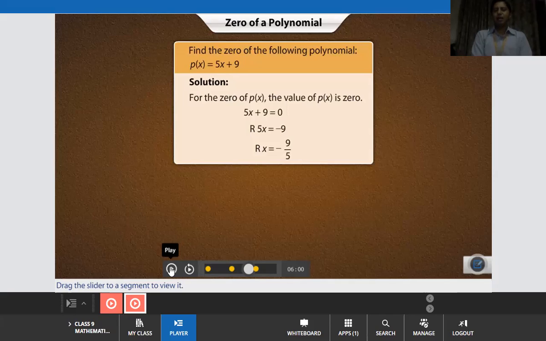Ignore this r typed here. This is when we will talk about the remainder theorem and factor theorem, we'll talk about this. Just ignore it right now. So 5x equals -9, and the value of x is -9 by 5. So x equals -9 by 5 is the zero of that polynomial. If we substitute x equals -9 by 5, the polynomial will become 0. Have a look.